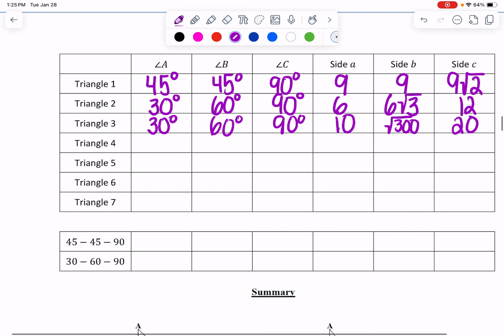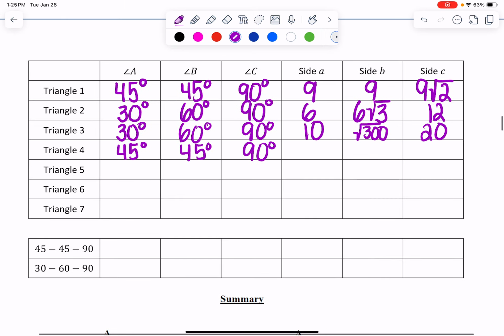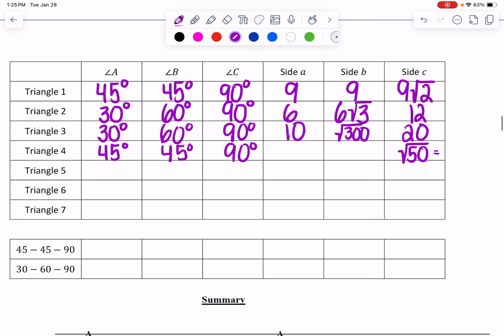For triangle 4, you should have the following. Angle A and angle B are the same, so that would be both 45 degrees, splitting evenly. For angle C, that's your 90 degree angle. For side C, you should have root 50. And for sides A and B, I'm going to write it like this, this is really 5 root 2. Sides A and B are both 5 and 5.